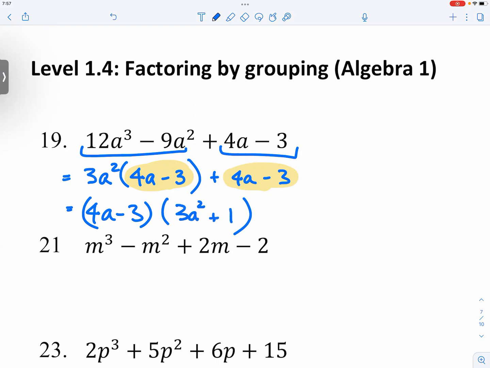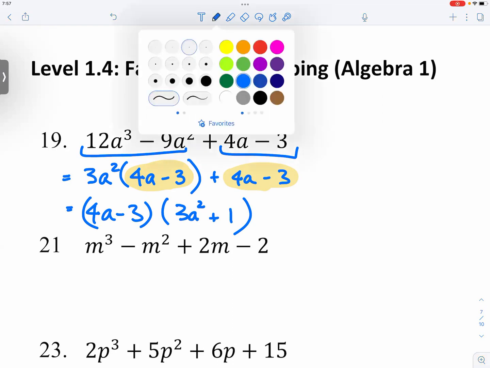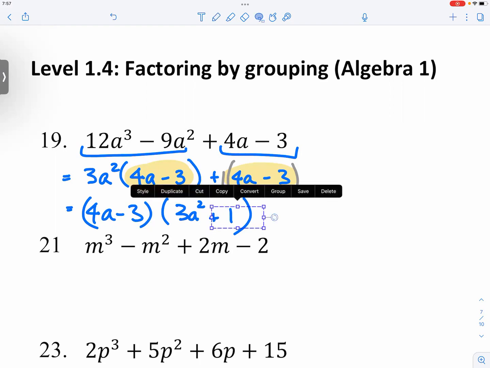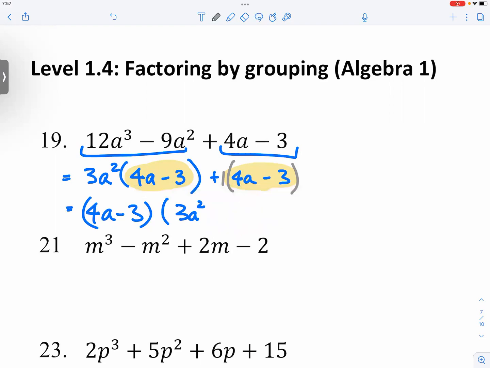plus 1. Now, this one may take a little bit of understanding. Look at this as a factor. Imagine that there's a 1 sitting in the front of it. So therefore, you have to have 3a squared plus 1. Now, what happens if you don't write the plus 1 right here? Well, you can multiply back in and you don't get the same thing. So that's why you've got to have the plus 1.